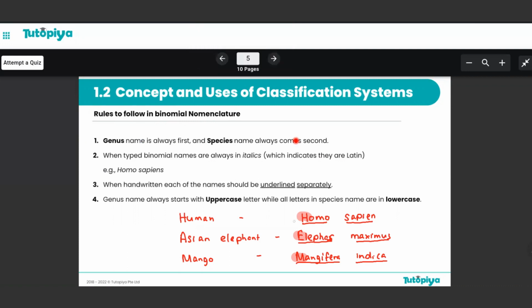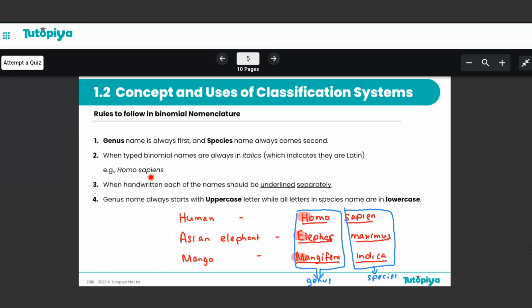So you can see that, right? In this case, all these names that have come first are the genus names, and the second part of these names are always the species name. All right, that's rule number 1. Rule number 2, when typed, binomial names are always in italics. If you happen to type these names out, you need to make sure that they are italicized. Like you can see over here, you need to put them in italics.